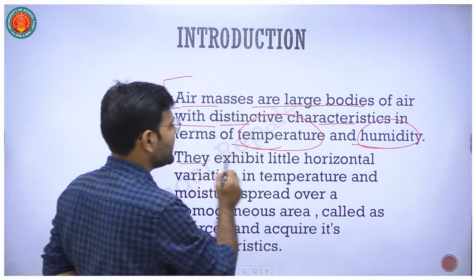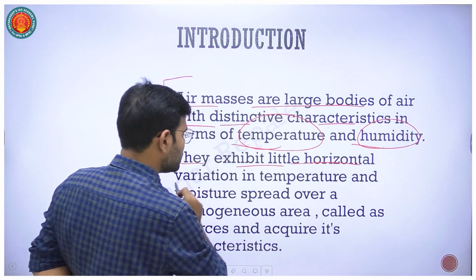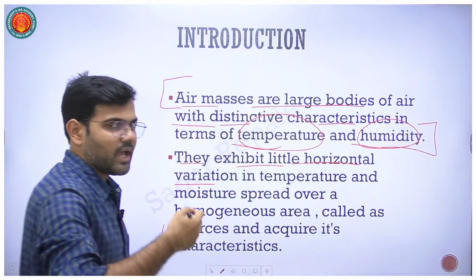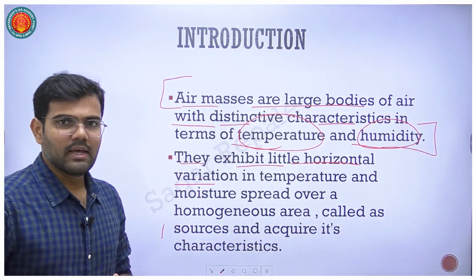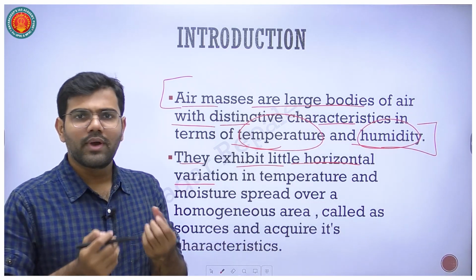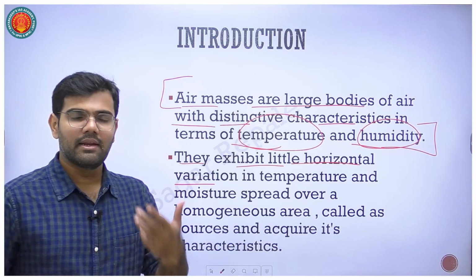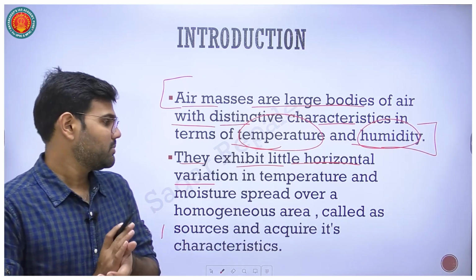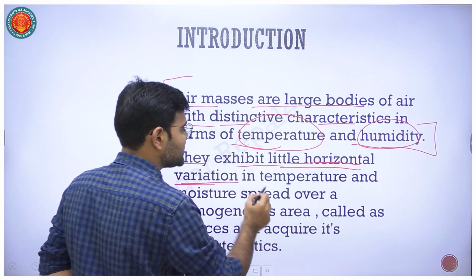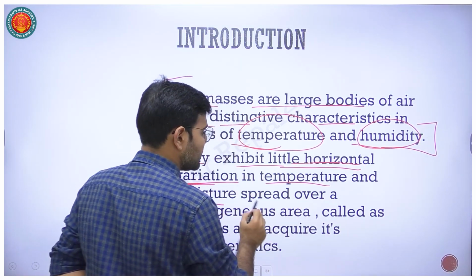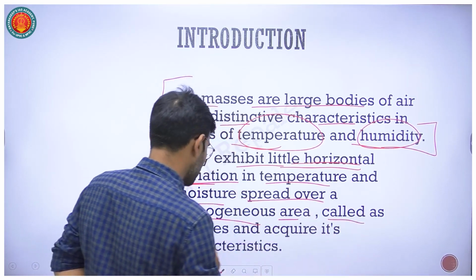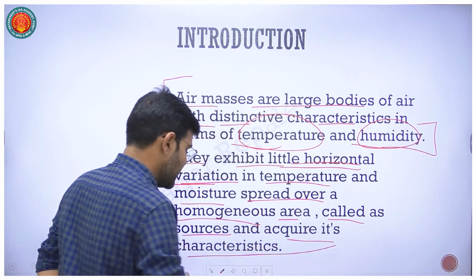Second, they exhibit little horizontal variation. So in introduction, you can write about the definition and start with the body part, because they are asking you to discuss the air mass. So you can write a few characteristics of air mass, and you can write the types or the classification of the air mass. So air mass exhibits little horizontal variation in temperature and moisture, spread over a homogeneous area called what? Source, and acquired its characteristics.